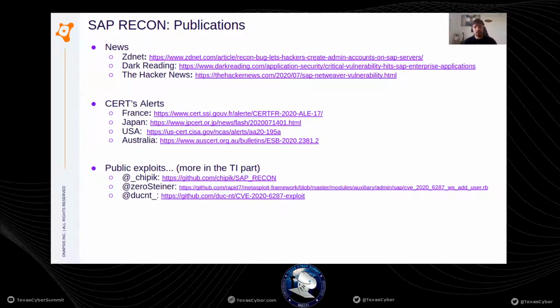And in terms of public exploits, these were the three most common. Chipik, I think, was the first one to release a working exploit, and Sustainer is a really well-known security researcher who usually develops Metasploit modules. So I think that within the first or second week, they already had a fully functional working exploit within the Metasploit framework.